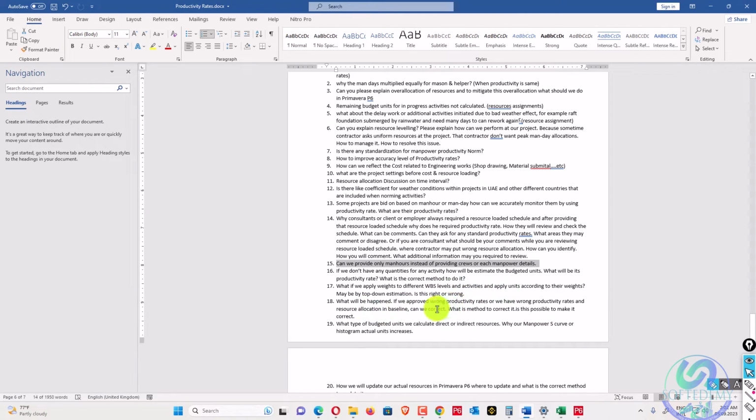What will happen if we approve wrong productivity rates, or we have wrong productivity rates and resource allocation in the baseline? Can we correct it? What is the method to correct it? Is it possible to make it correct? So it's like that.